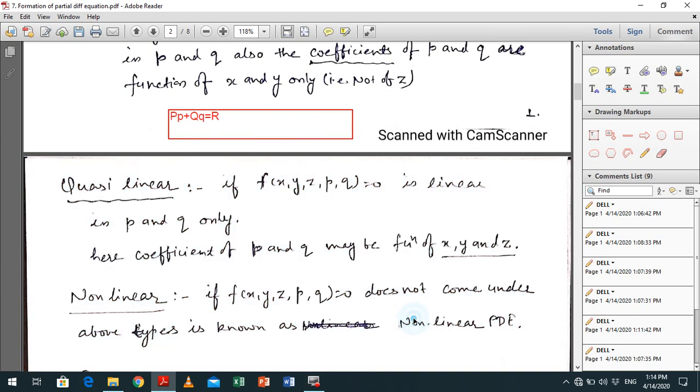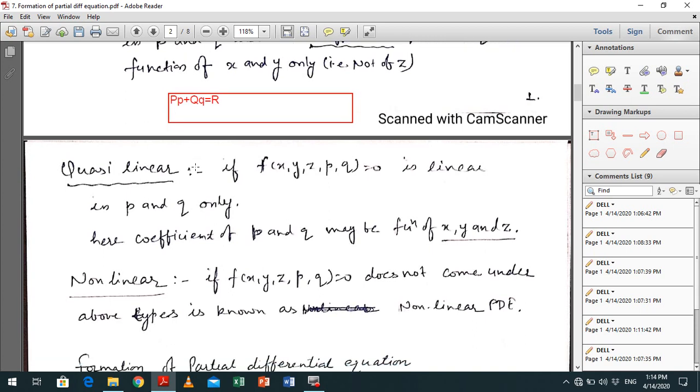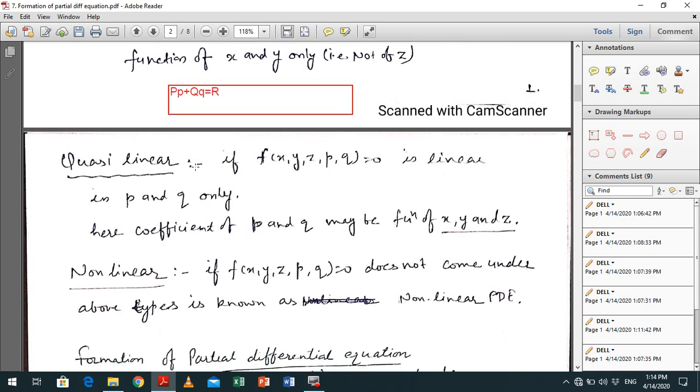Now we look at quasi-linear. This equation will become quasi-linear if capital P and capital Q, either one or both, are some function of x, y and z. And an equation which doesn't come under these conditions will be a non-linear equation.